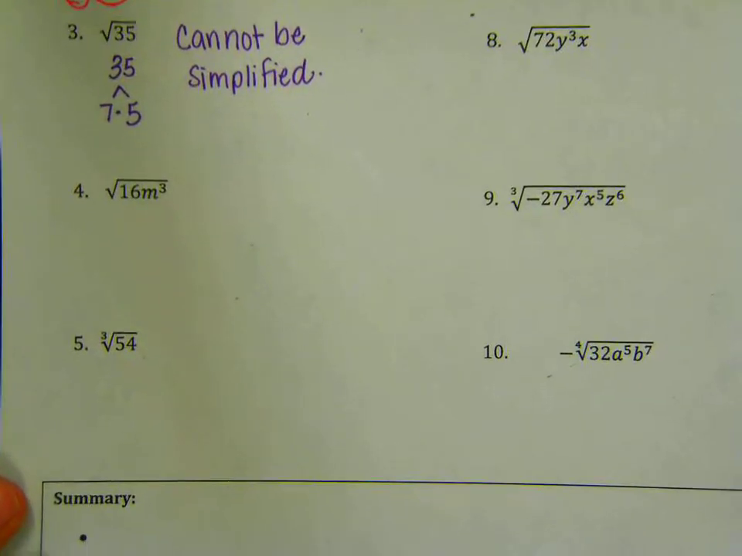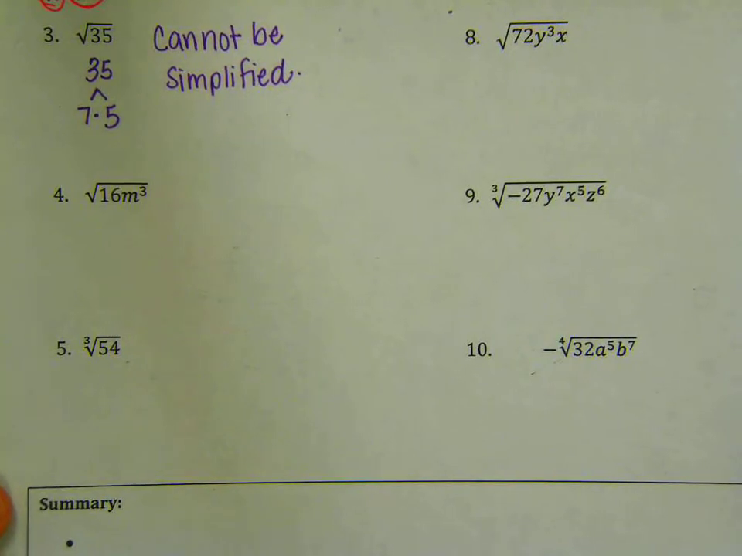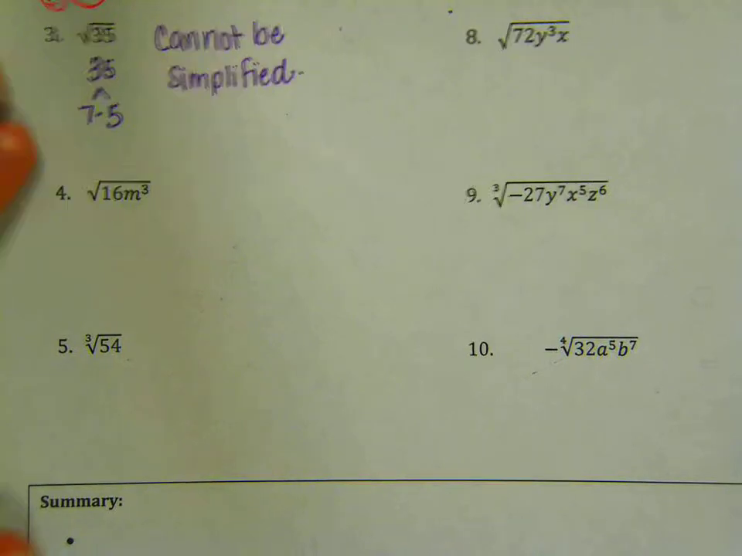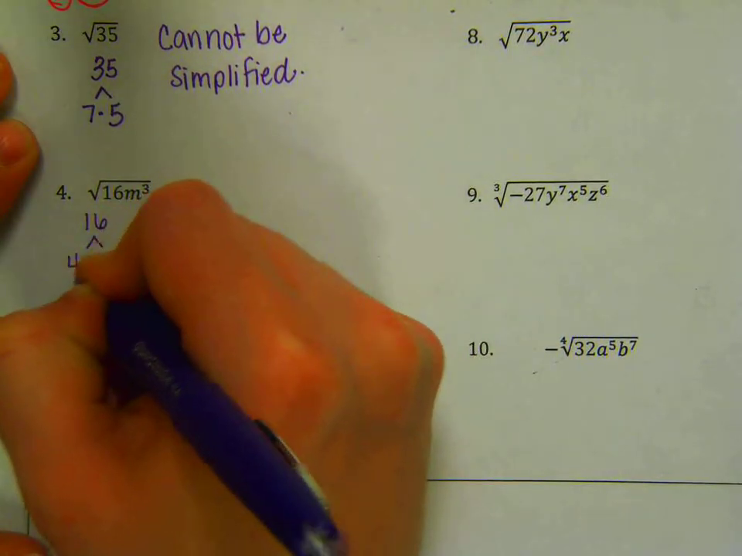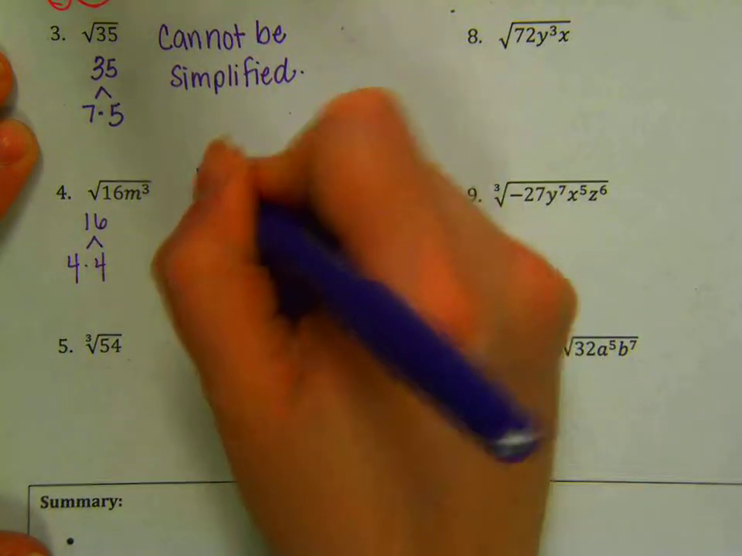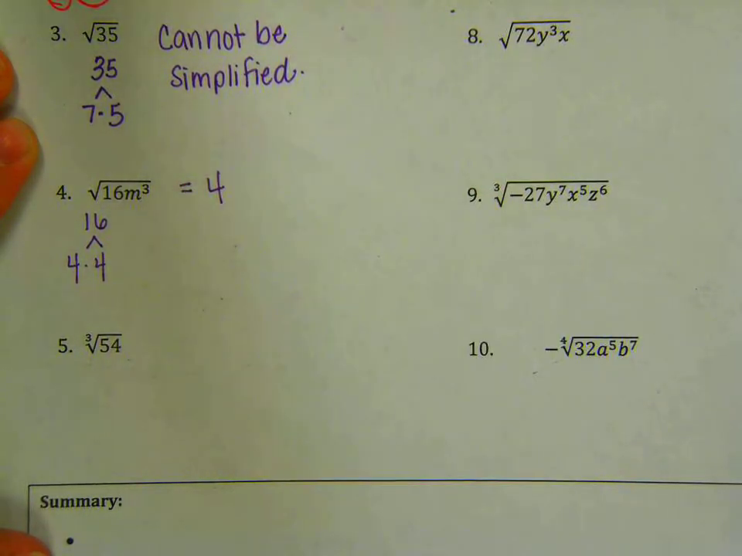The difference between number 4 and numbers 1 and 2 is the fact that now I have a variable, and I'll have to deal with that one a little bit. So in number 4, I can write 16 as what 2 things? 4 and 4. So I know I'll have a book of 4 on the side. That's my one set.